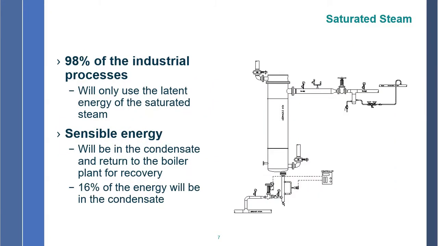Now, 98% of industrial processes will only use the latent energy of the saturated steam. Remember, there's two energies in steam, latent energy and sensible energy. So when the steam comes into the heat transfer from here into here, the latent energy is given up and condenses down to condensate, and the condensate is removed as quickly as it's formed to get the maximum efficiency out of the heat transfer. Sensible energy will be in the condensate and return to the boiler plant for recovery. Remember one thing, 16% of your energy sits in the condensate, so we want to make sure that we recover it.